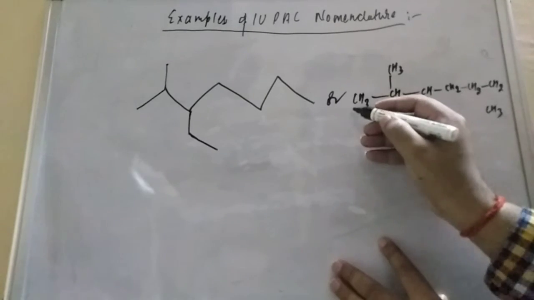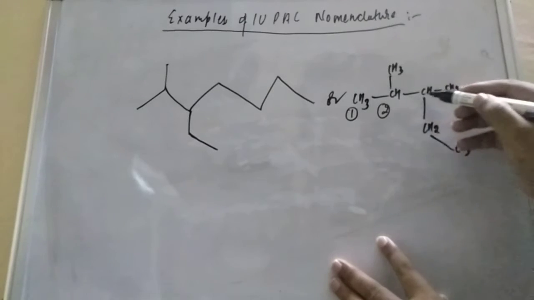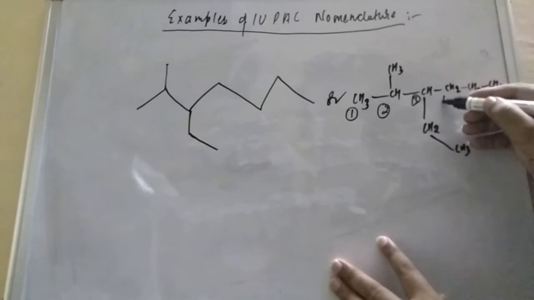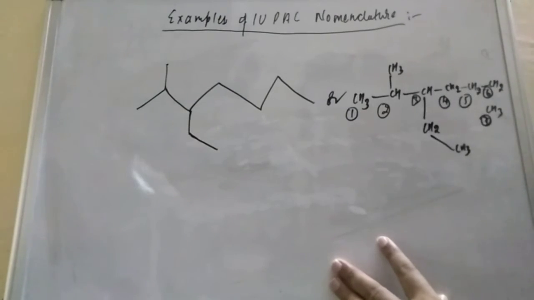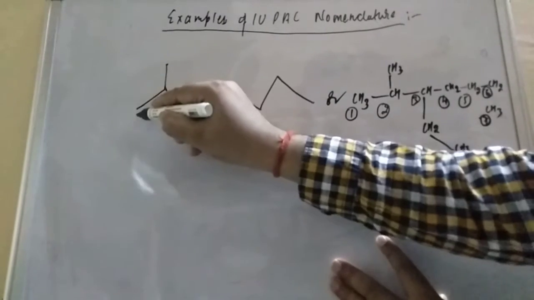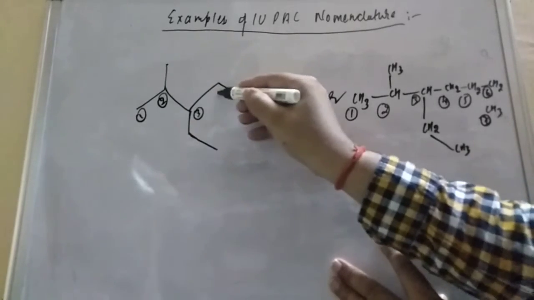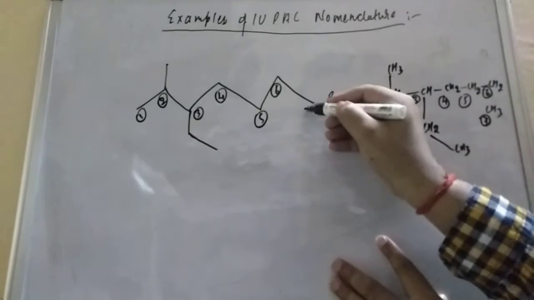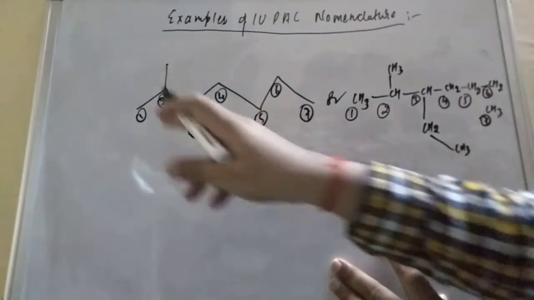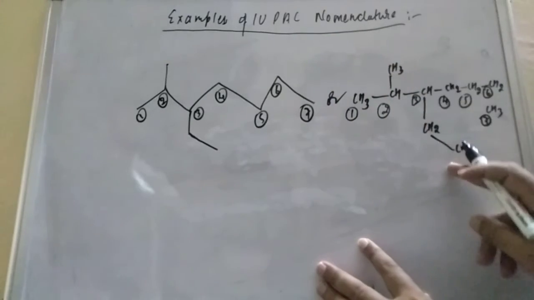So we will start numbering from this direction, student, because the prefix is here. So 1, 2, 3, 4, 5, 6, and 7. So 7 carbons are there in the word root. Similarly, you can do the numbering 1, 2, 3, 4, 5, 6, and 7. Dear student, why the right side? Because the prefix is nearer. Now student, one is the methyl group, another is ethyl.